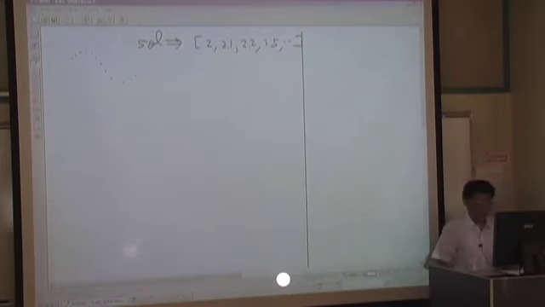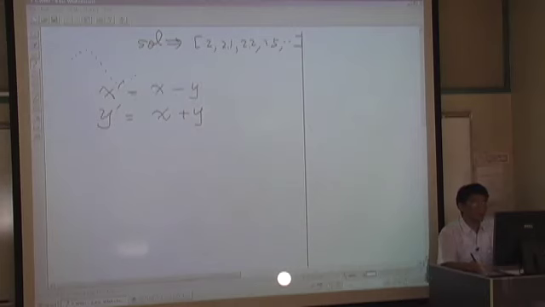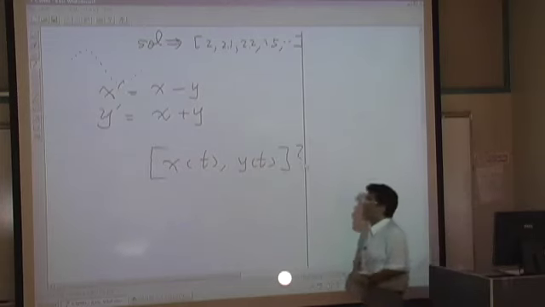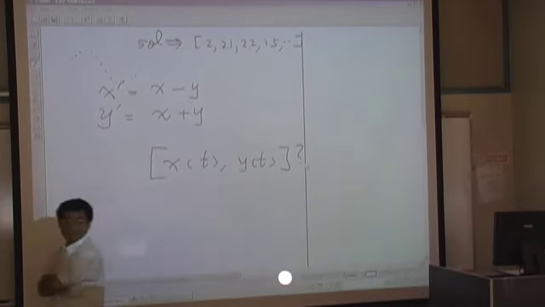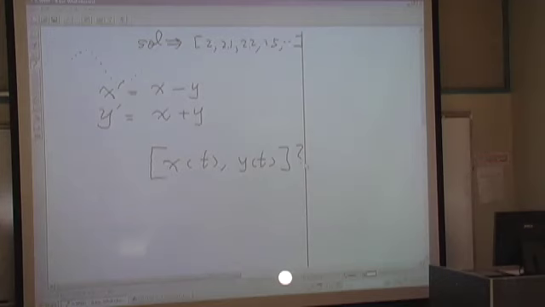Then the next thing is systems. Assume that you have this kind of differential equation. Y prime equals x plus y. X prime equals x minus y, where x and y are functions of t. So this is the question. Find the functions x of t and y of t satisfying this differential equation. So it's a system. We want to solve a system of differential equations.